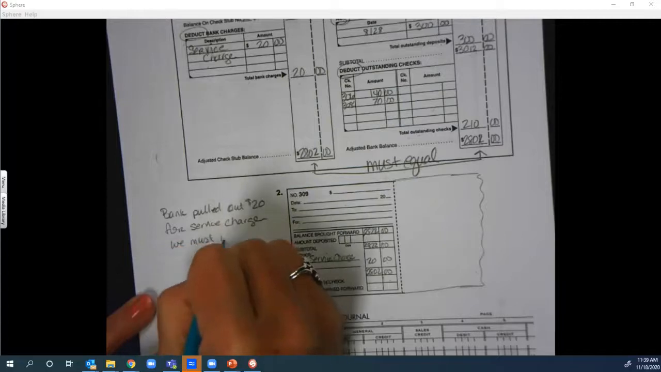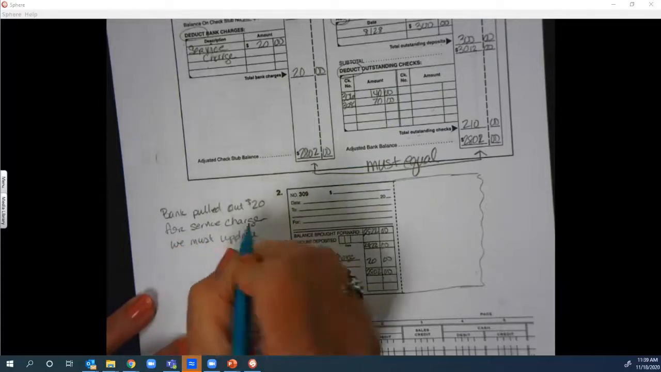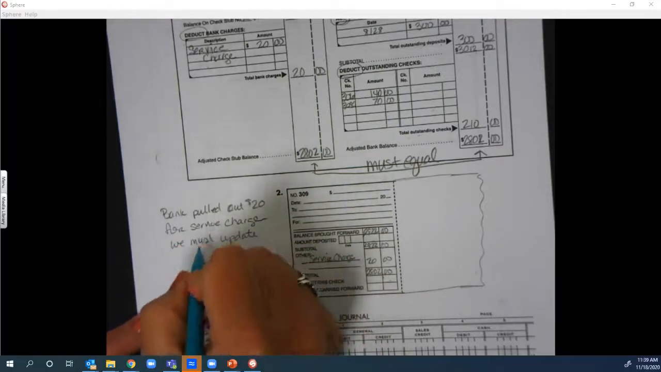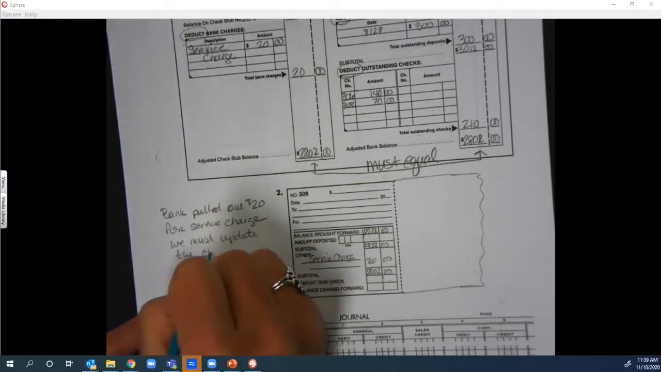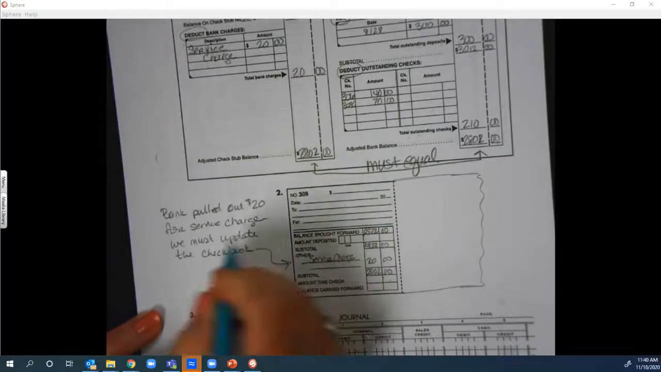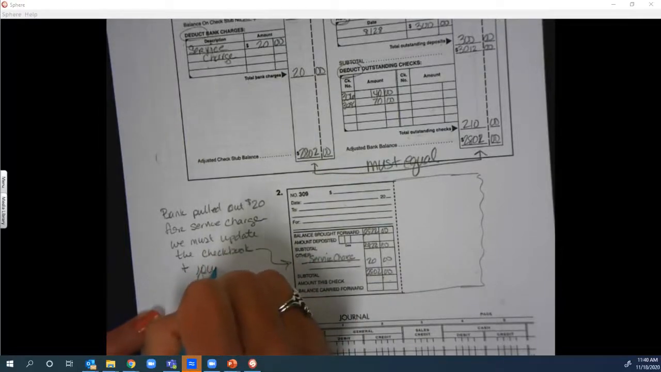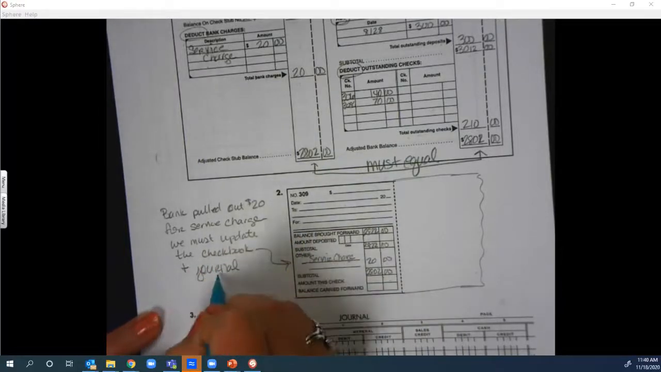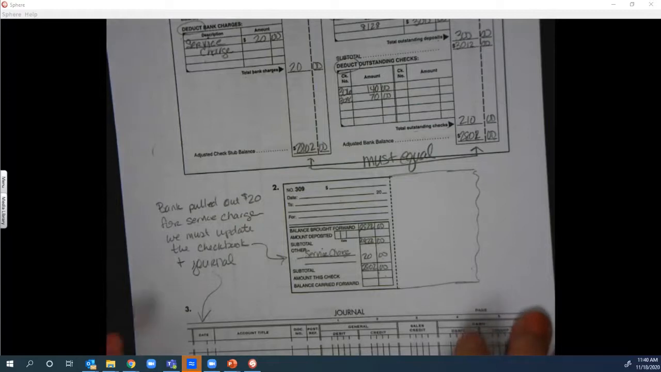We must update the checkbook. And that's what we're doing right here. And that's money coming out of our account. So we actually have to also update the journal. And that's what we're doing next.